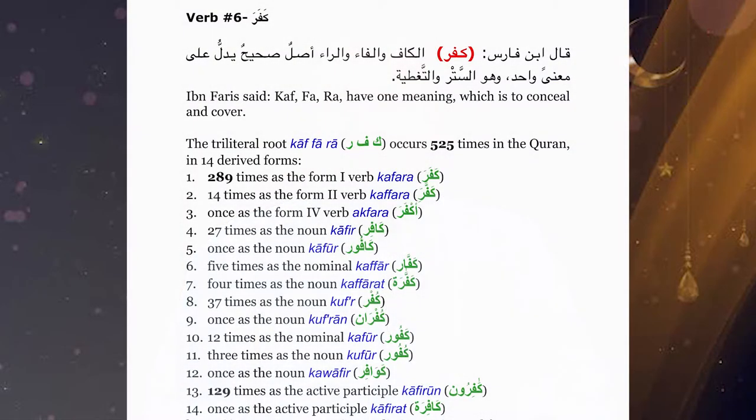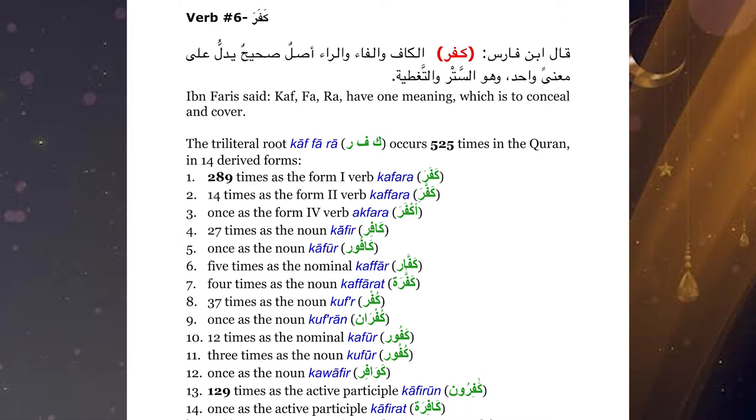Today we focus on the sixth verb with regards to frequency in the Qur'an, and it is the verb kafara. Ibn Faris rahmatullahi alayhi tells us that these three root letters of kaf, fa, and ra have one meaning, and that is to conceal something, to cover something. So to conceal and to cover.